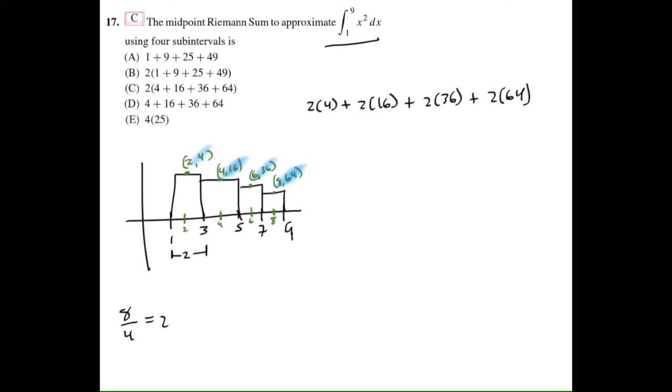Alright, now let's see if our answer's in here. Okay, let's see. Nothing looks like what I got. Oh, except for this guy right here. It looks like we just factor out this 2 from all of these. So we have 4 plus 16 plus 36 plus 64, which is exactly what that is. So C is our answer.